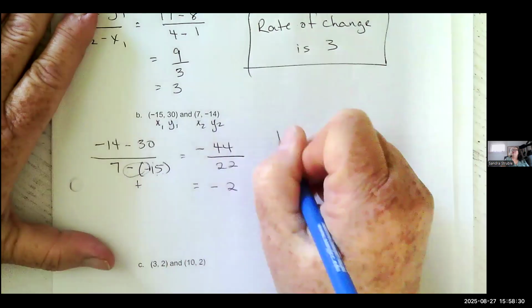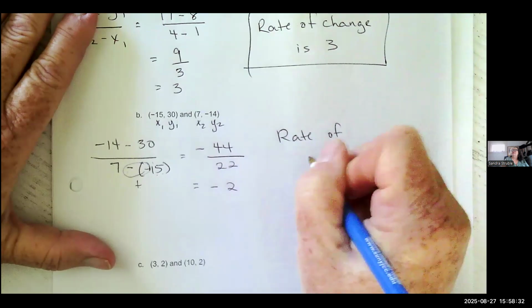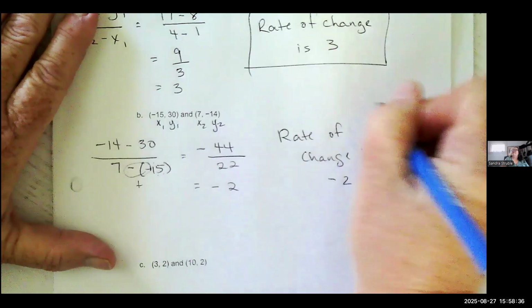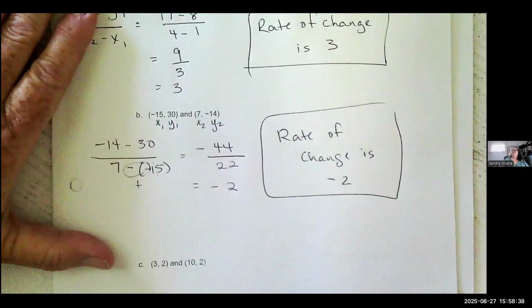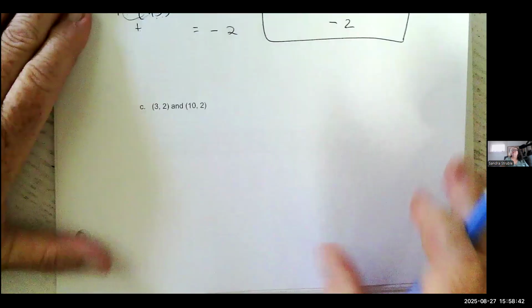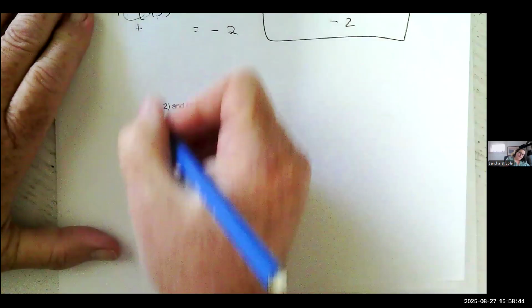So the rate of change is negative 2. All right, again, let's do this with the next 2. Pause the video and attempt these yourself.